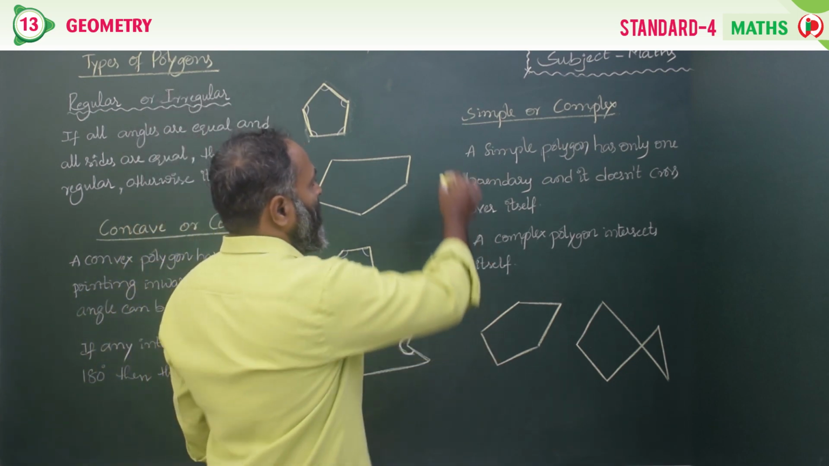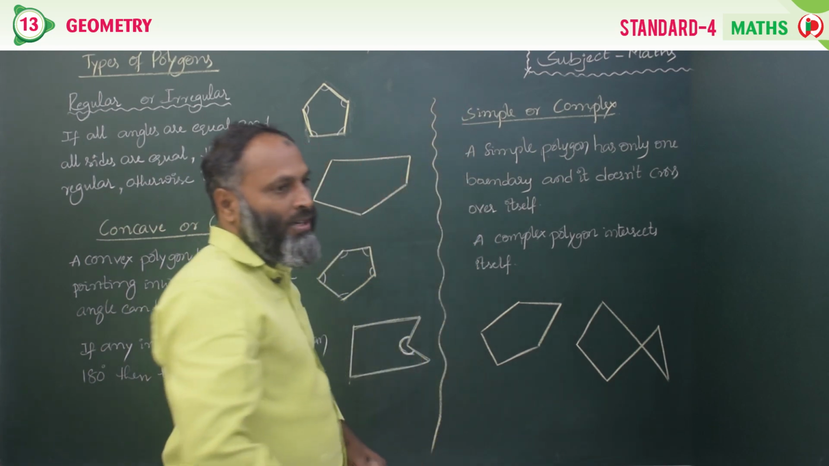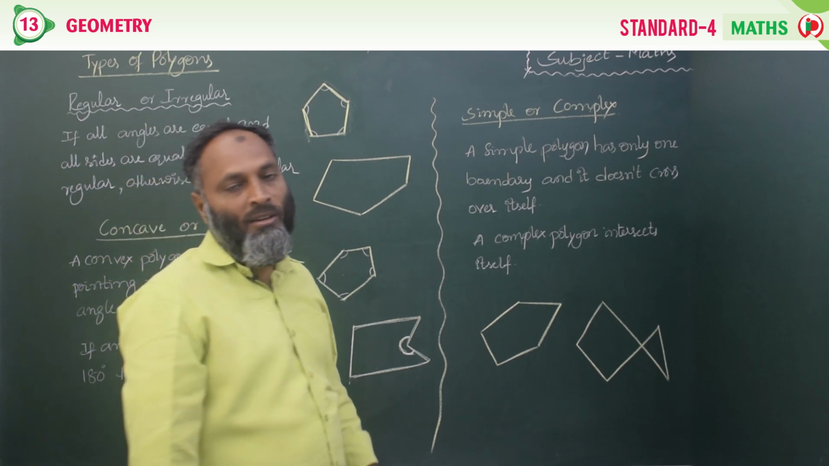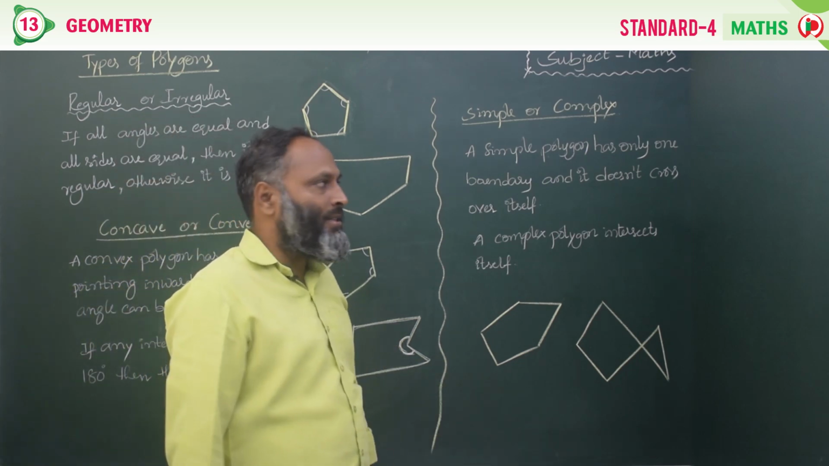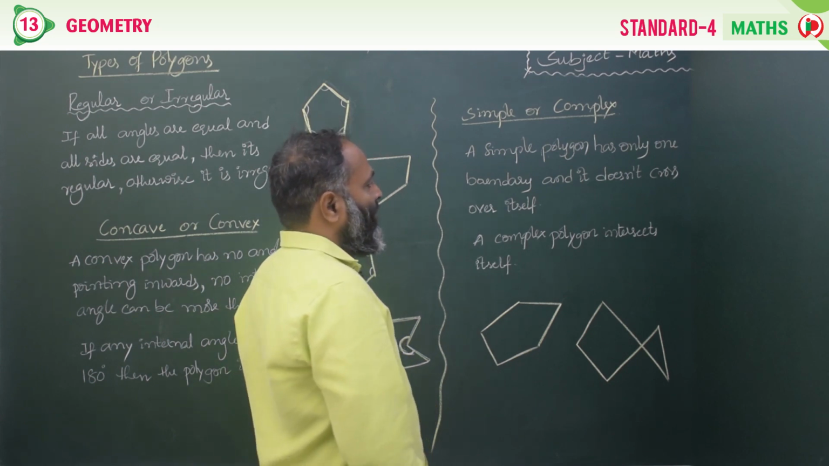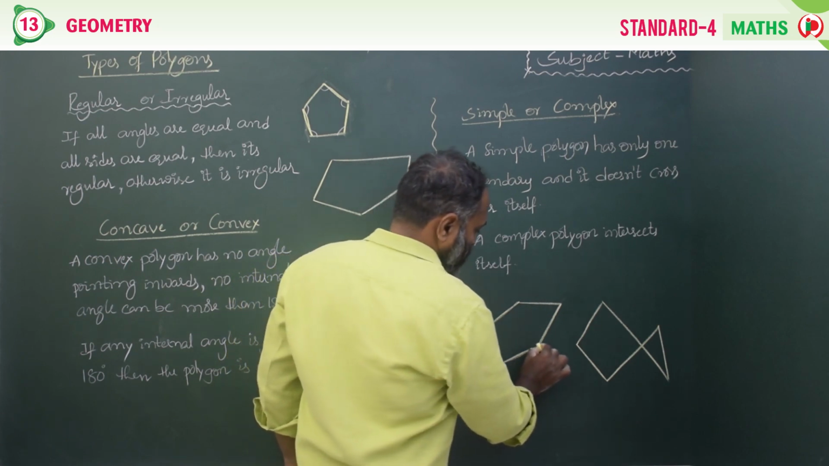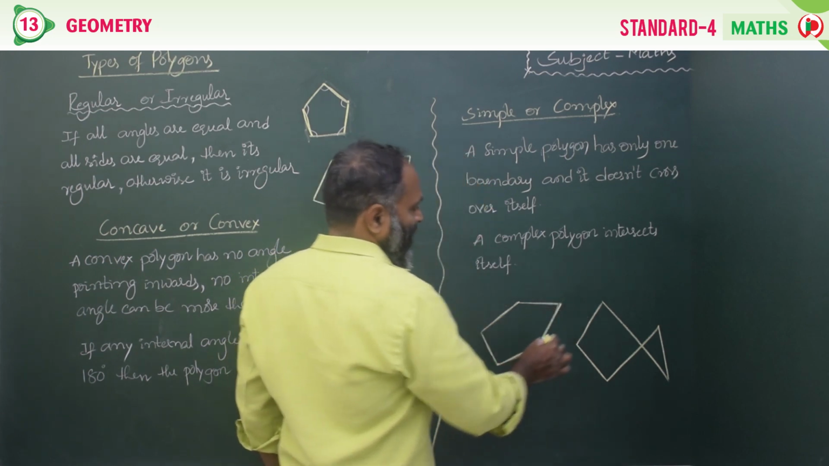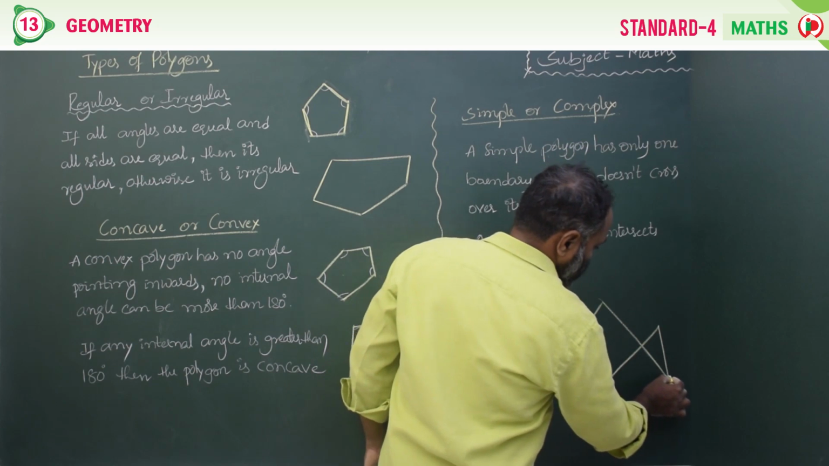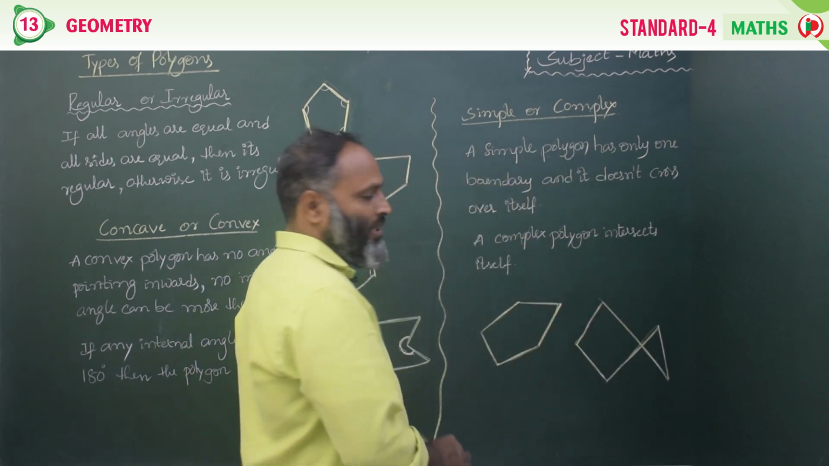Now simple and complex polygons. What is simple? Simple means simple in structure. Complex means complicated in structure. Here a simple polygon has only one boundary and it does not cross over itself. But in a complex polygon, it crosses over itself. So this is the complex structure.